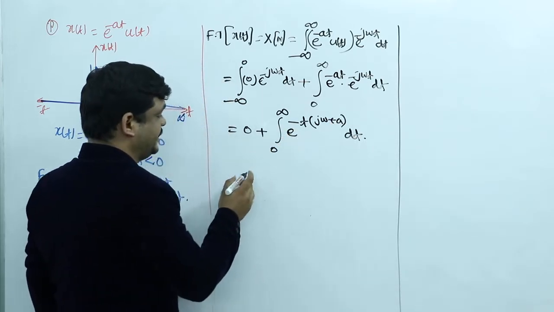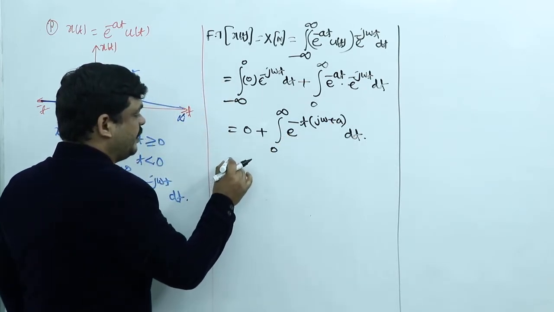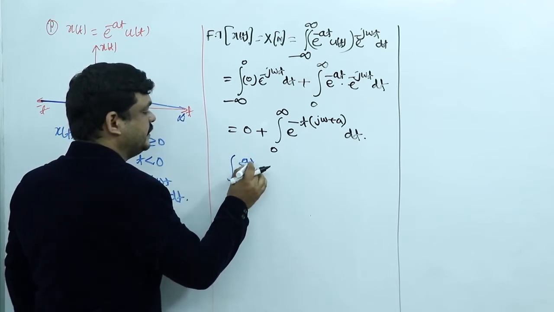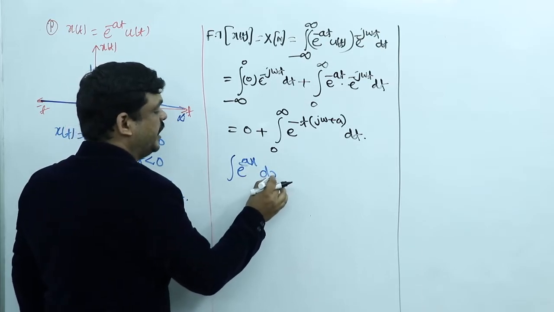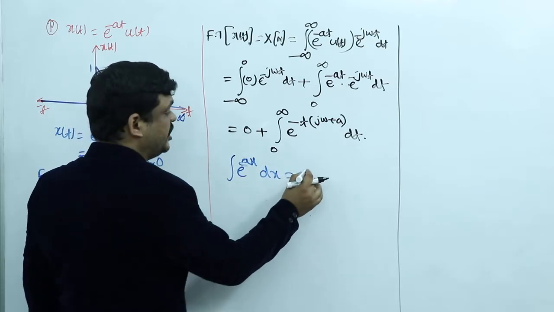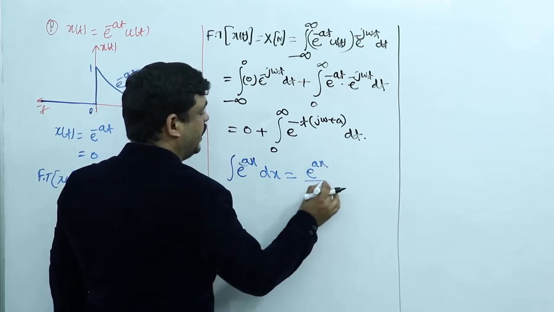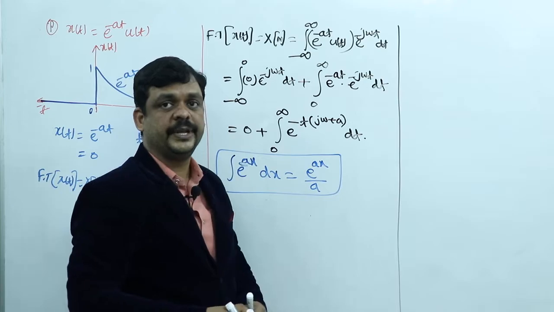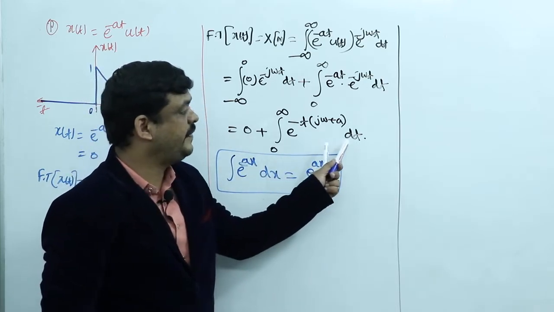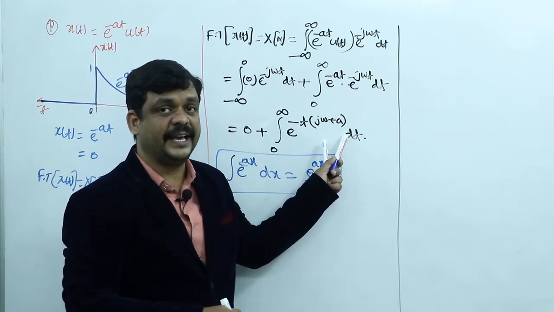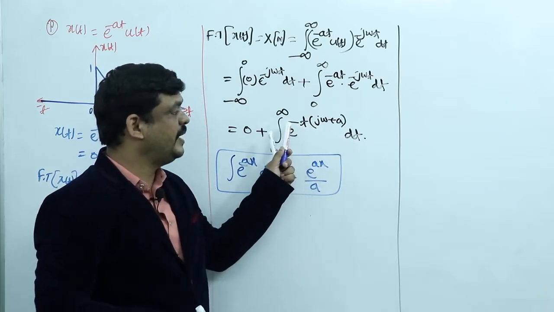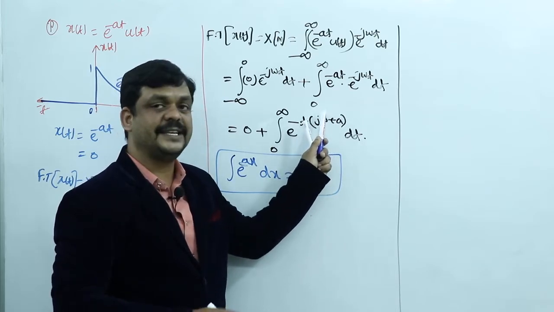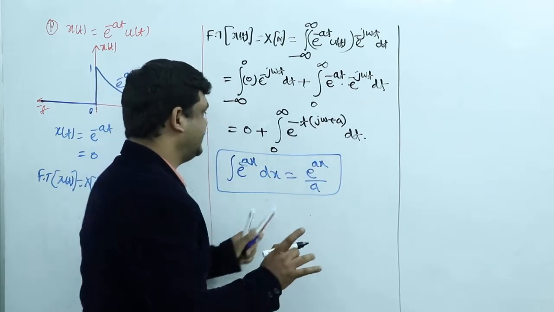So now we have to integrate this here. For the integration, I am taking the standard integration equation here. Integration of e to the power of ax with respect to x is e to the power of ax by a. Because here x is multiplied with a. Similarly, here this integration is defined with respect to time, with respect to t. So this t is multiplied with minus of j omega plus a. That's why we have to write this complete term as a constant. Write this as it is like this.